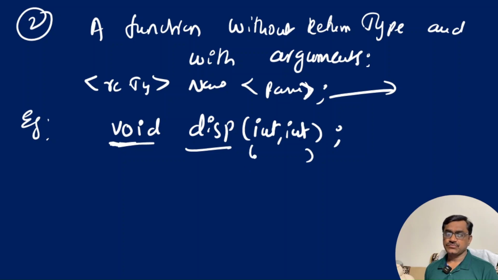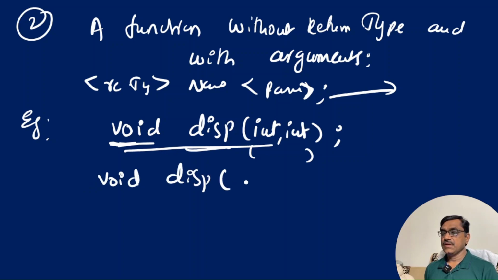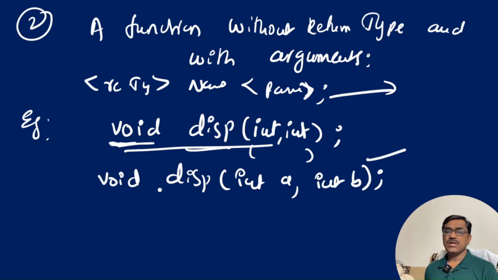This is optional. Instead of saying it like this, you can also say void display and mention the names of the variables, integer a, integer b. So this is also valid, but there is no need to mention the names of the variables in the function prototype or function declaration. In the parameters list or within the arguments list, you have to mention the type, but the names are optional. This is the second type of user defined function.